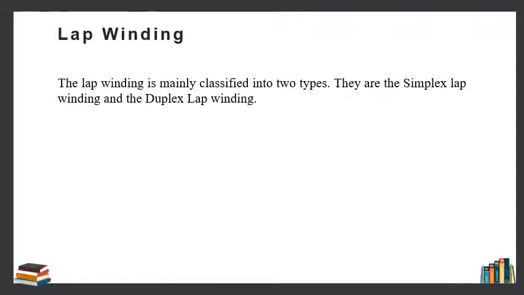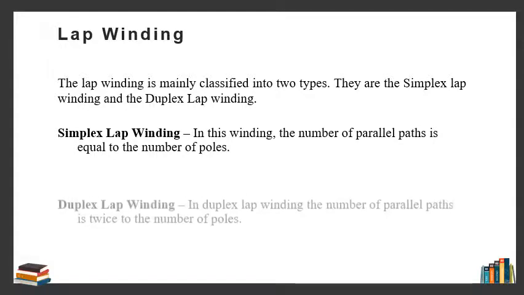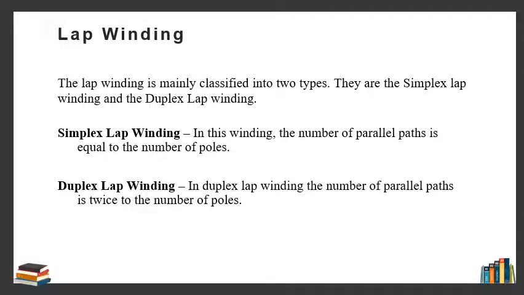The lap winding is mainly classified into two types. They are the simplex lap winding and the duplex lap winding. In simplex lap winding, the number of parallel paths is equal to the number of poles. In duplex lap winding, the number of parallel paths is twice the number of poles.